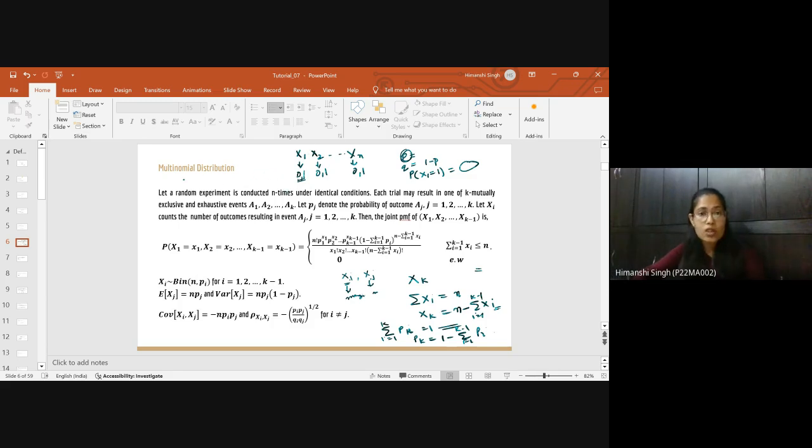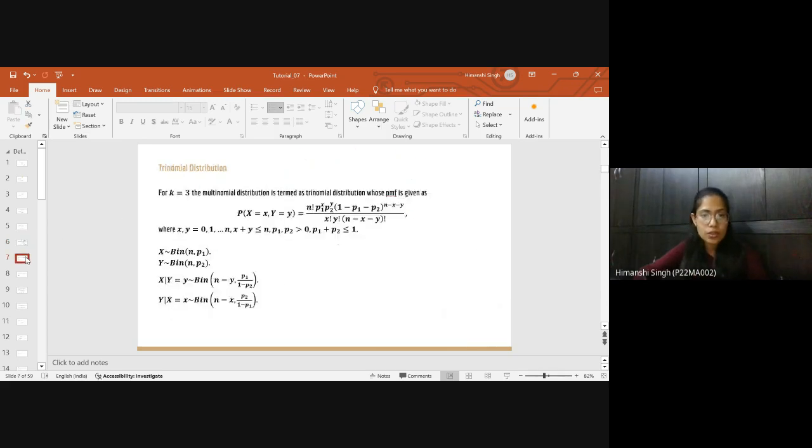Now, one special case of this multinomial distribution is where the outcomes for each trial can be 3. So here basically we have k equal to 3, which we call a trinomial distribution. So when k is 3 in a multinomial distribution, we call it a trinomial distribution, and the PMF of it is given as probability X equals x, Y equals y, where we have just replaced the quantities by x and y, and the value of k to be 3, so we get this expression for the PMF.